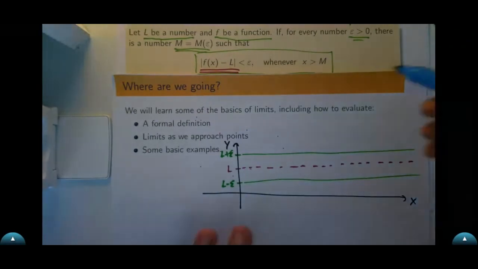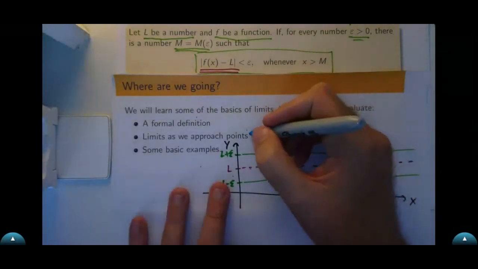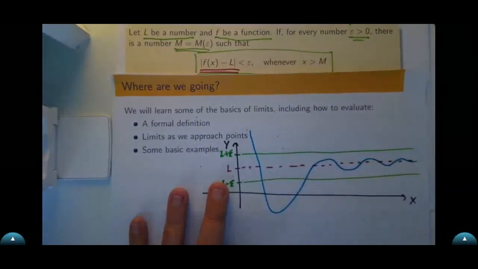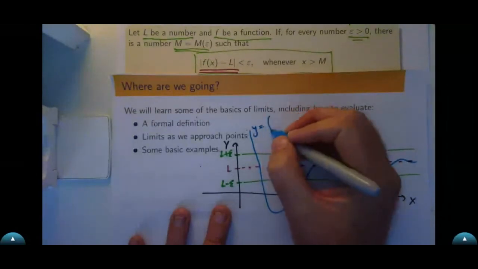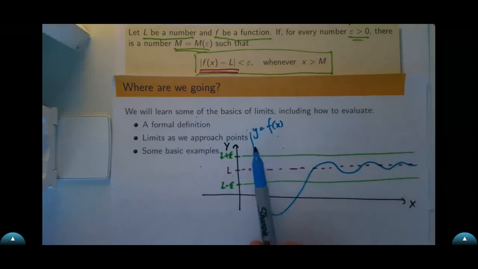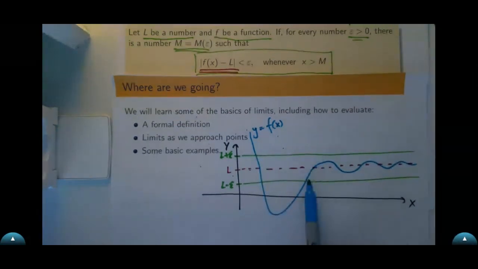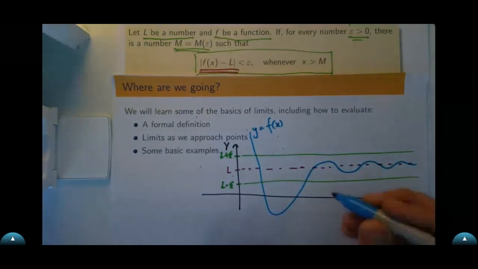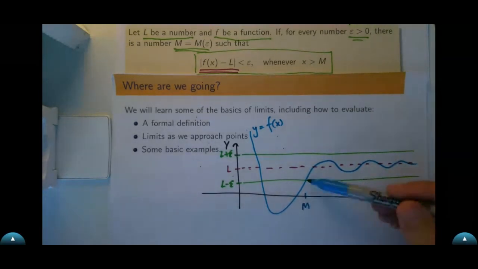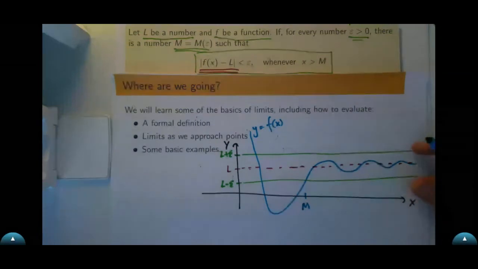Okay, so what happens is, let's say here's my graph. The graph eventually, as we move to the right, gets into this band and it stays there. Okay, so in this picture, this could be a value for M here, because if I go to the right, then my graph stays within this green horizontal strip.